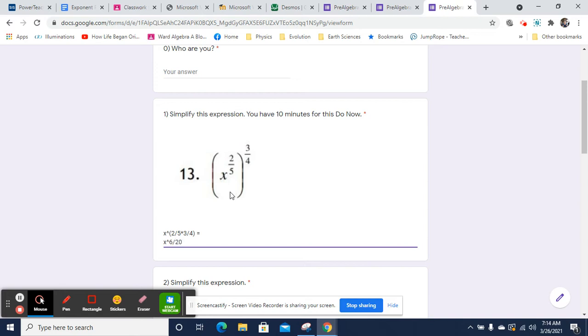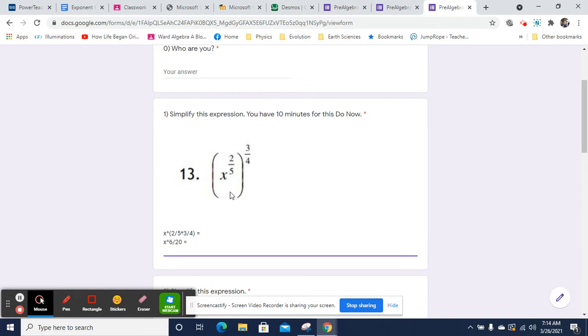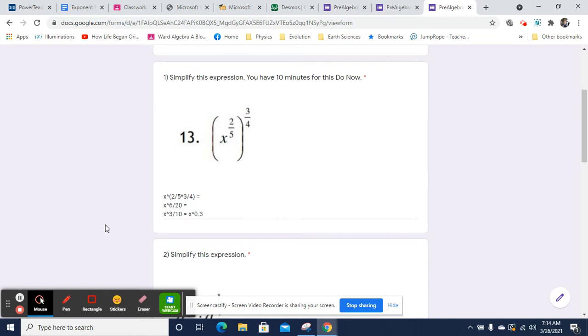And of course, we can reduce that. You could have reduced it early too, but I'm just going to leave it like that. Now I'm going to reduce it. I can factor a 2 out of 6 and 20, so I end up with x to the 3/10 power, which if you wanted, you could express as x to the 0.3 power, if you like. Both of those would be fine.